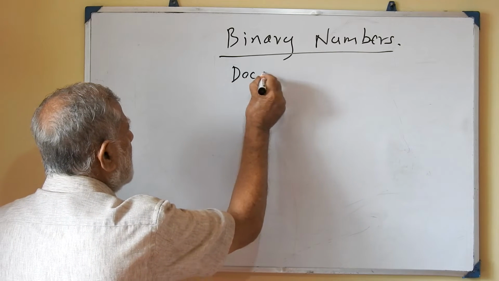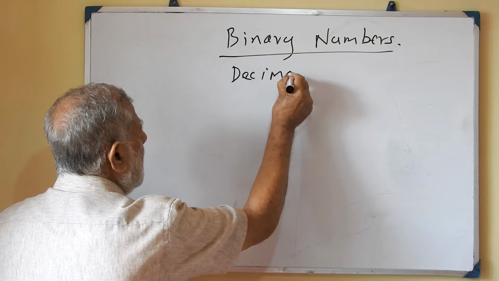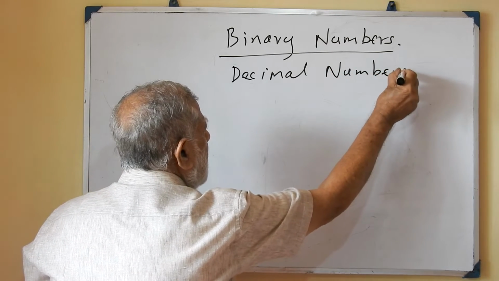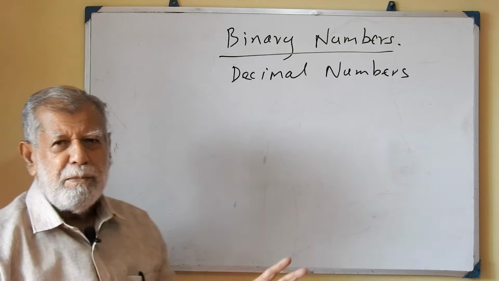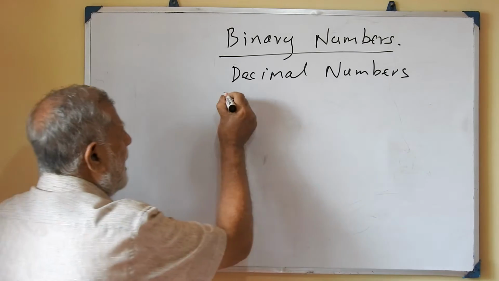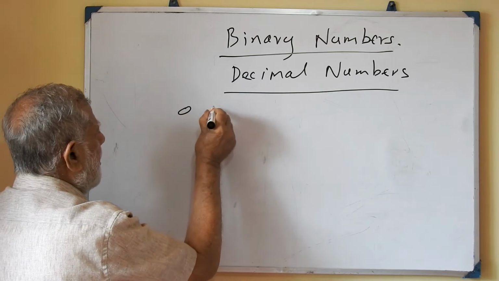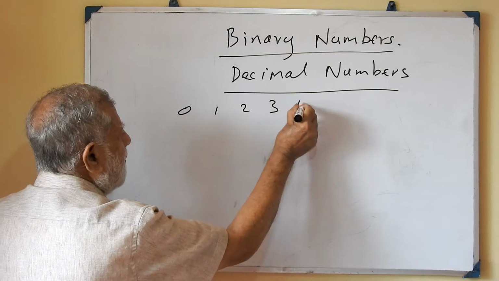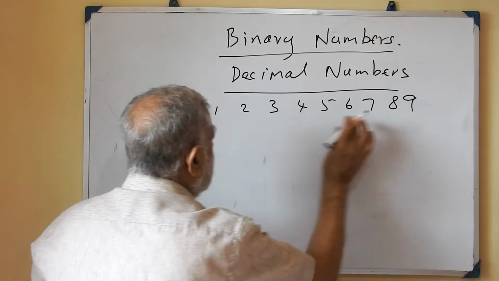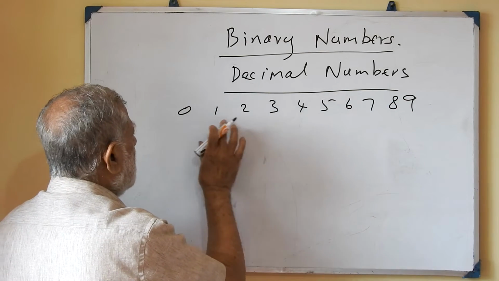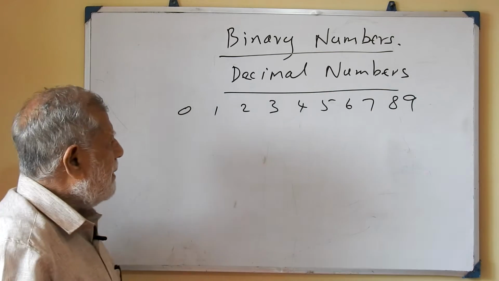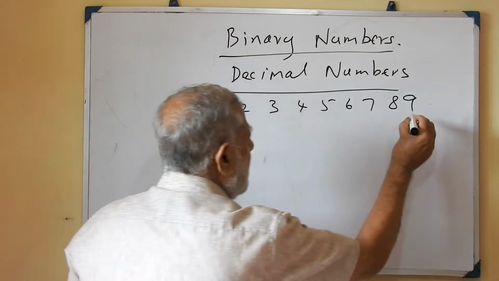What does decimal numbers mean? Decimal means 10. We have decimal numbers, we have binary numbers. Decimal numbers are the numbers that we use, coming to 10 numbers. What are the 10 numbers that we use? Decimal numbers come to 0, 1, 2, 3, 4, 5, 6, 7, 8, 9. These are the digits, decimal digits. These are decimal numbers, 10 digits.